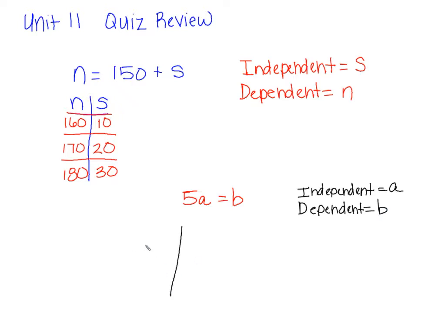Let's make a table. And we're just going to substitute numbers in for A. So 5 times A. Let's pick 0, 1, and 2. I'm just making these up as I go. 5 times 0 is 0. 5 times 1 is 5. 5 times 2 is 10.